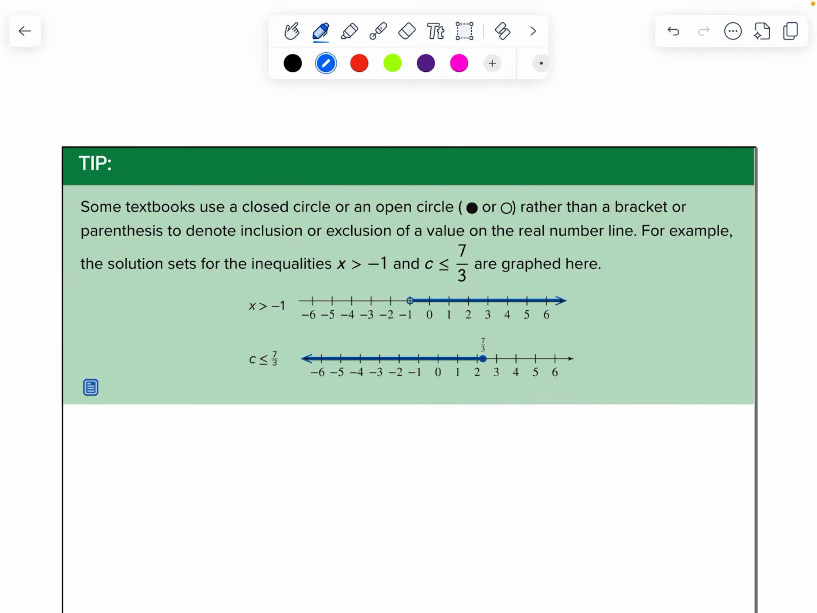All right, like I said, an open circle or a closed circle are the same exact thing. They mean the same thing as a parentheses or a bracket. It just depends on how the question's asked. So this one could be a bracket. This one could be a parentheses.